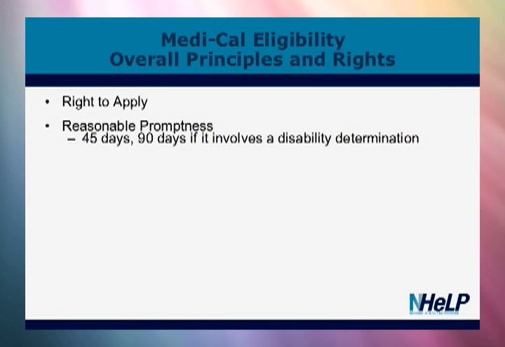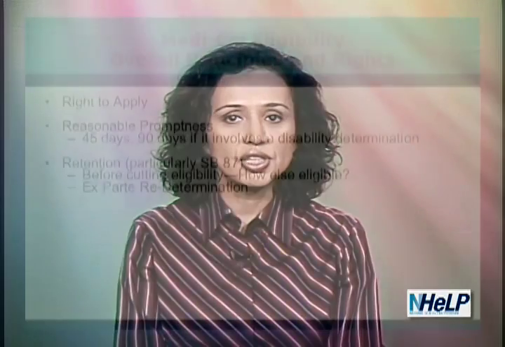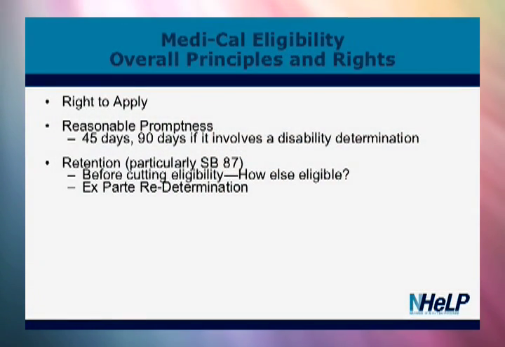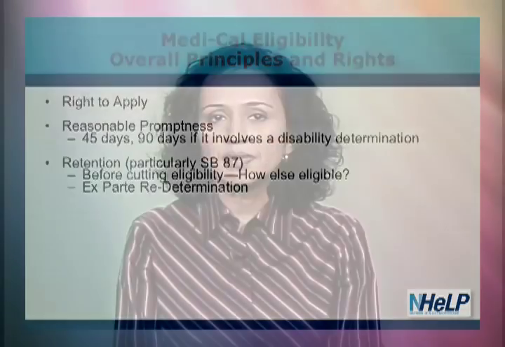Next, there's the principle of reasonable promptness. This is both a federal and state mandate, which requires that a standard Medi-Cal application be processed within 45 days and an application that requires a disability determination to be processed within 90 days. The third principle is retention, which involves SB 87 and ex parte redetermination. What do these terms mean?